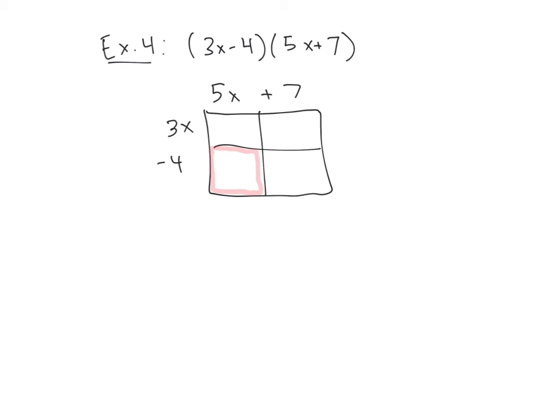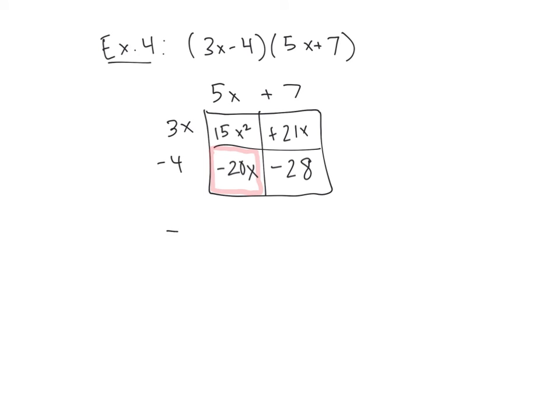Yeah, so negative 4 times 5x is going to make a negative 20x. I'm multiplying in. Top left, 15x squared, because 3 times 5 is 15. Top right, we'd have a plus 21x. And then bottom right, negative 4 times 7 is going to make a negative 28. I'm multiplying into my boxes.